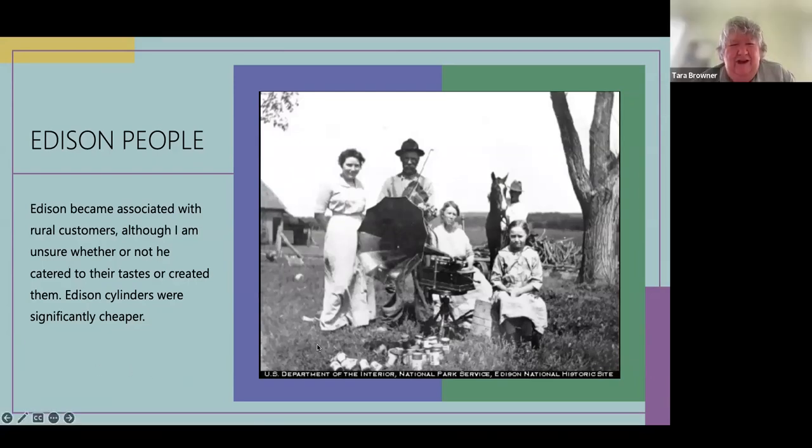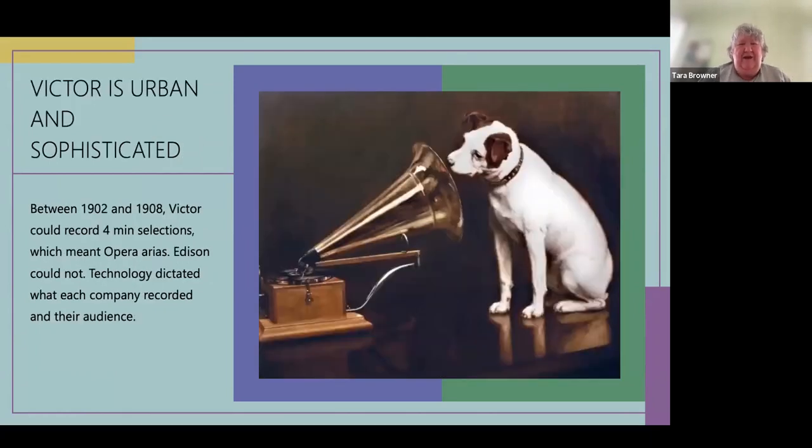Okay, so these are Edison people. They're out in the country. They're rural. They have a horse. They have all these sorts of things. And I'm not sure whether or not Edison catered to their taste or created it, but these things were cheaper, and his audience was very much rural people, especially at the end. Okay, and then we have Victor. And Victor is urban and sophisticated and has Nipper.